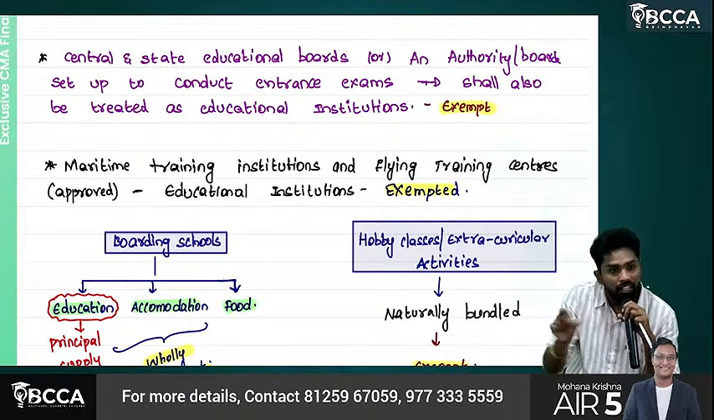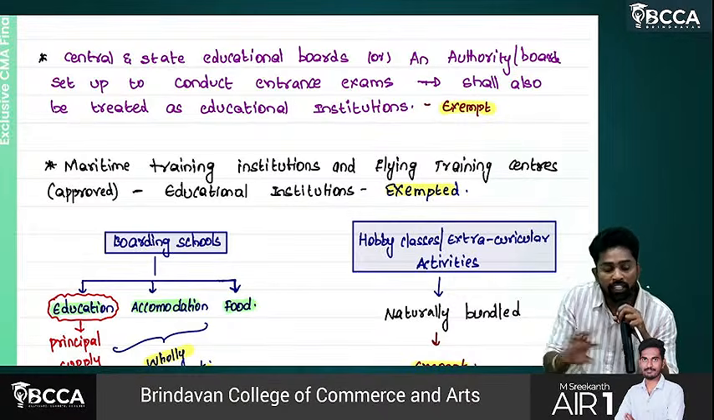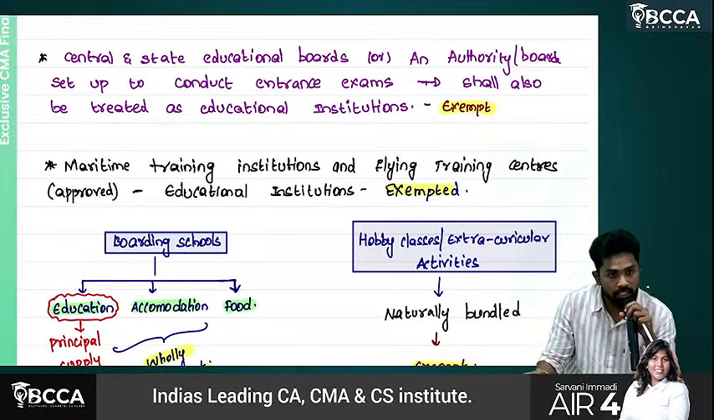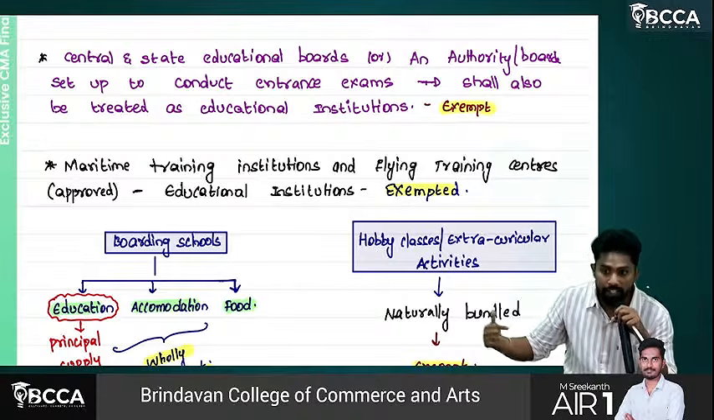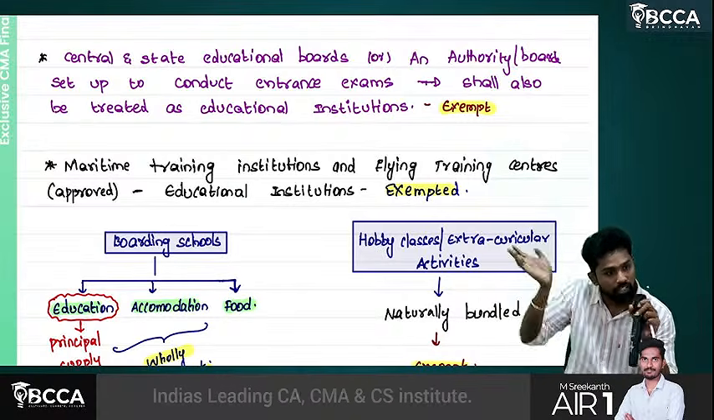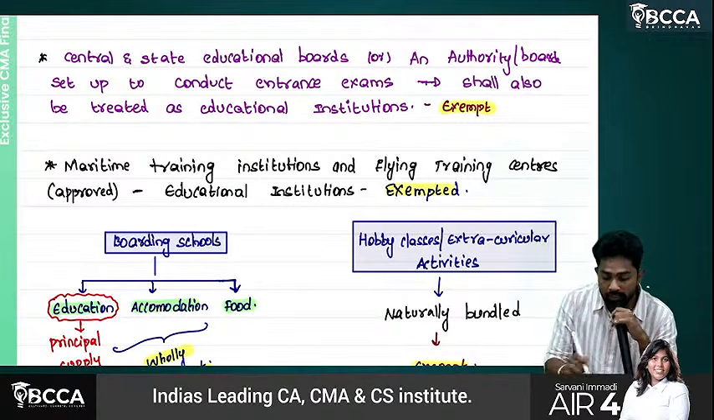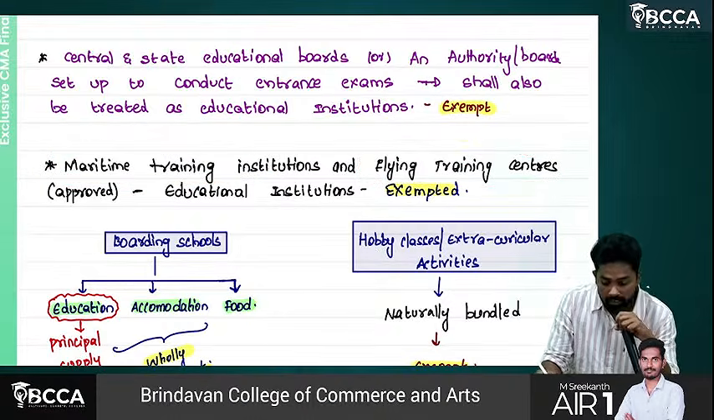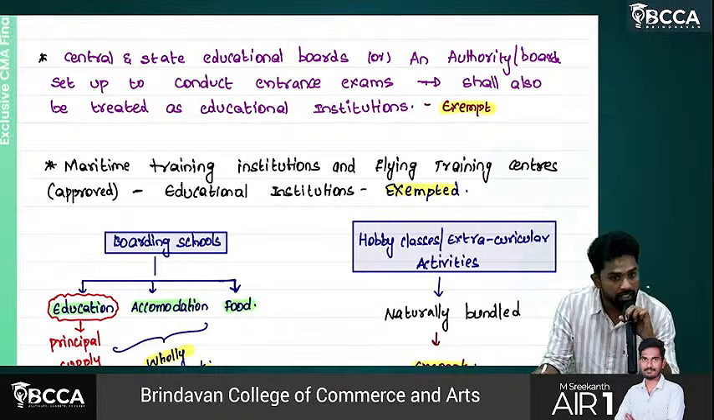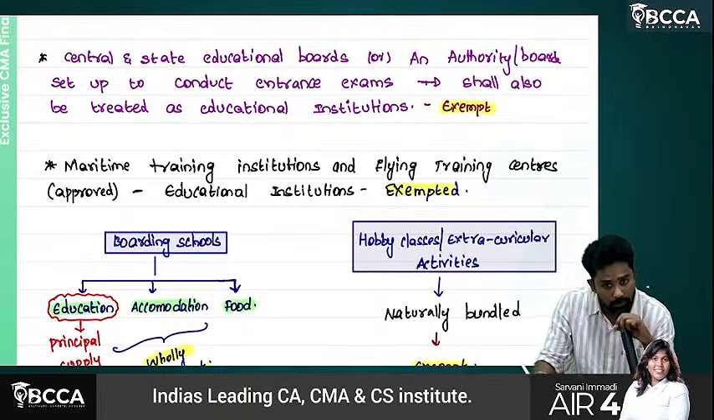they run a regular degree, and morning and evening they give Navy-related training, Army-related training, and pilot training along with the regular degree. So those are called maritime training institutions and flying training centers. They also have the recognition of educational institutions, so their services are also exempted.